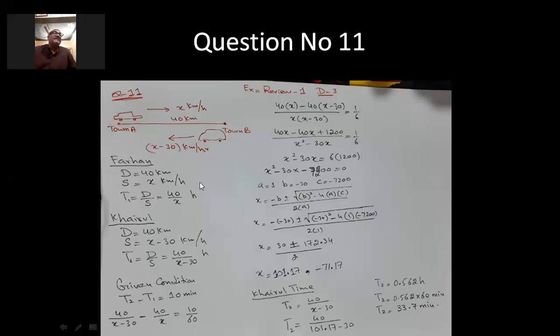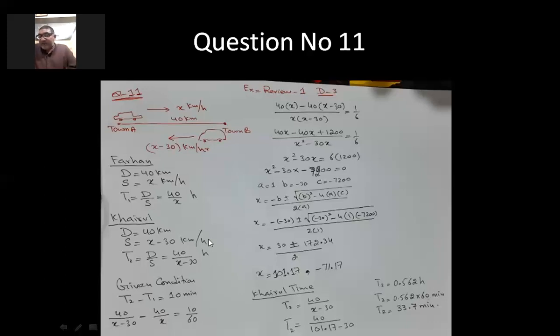And how much is it less? It is 30 less. So he says, write down an expression in terms of X for the time taken by Khairul to travel from town B to town A. So this is the second part. The time taken, T2, will be distance divided by speed, and the distance is 40 kilometers, but the speed is X minus 30. So that is also in hours.